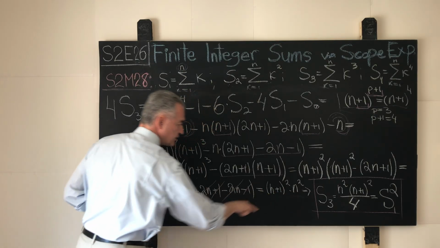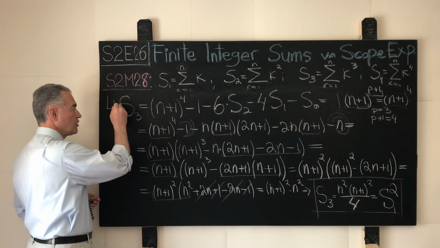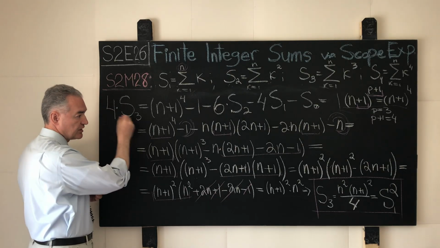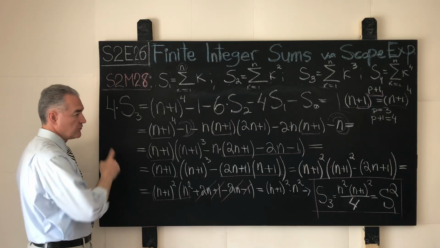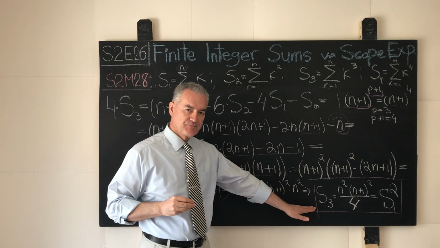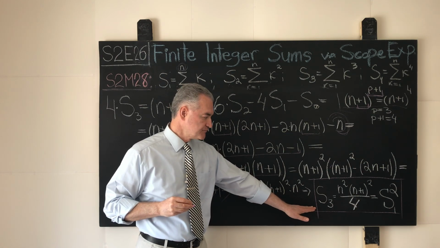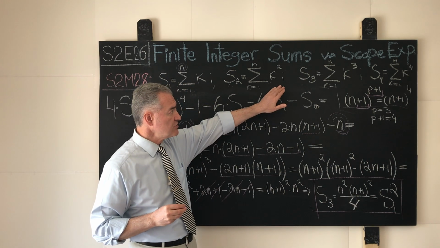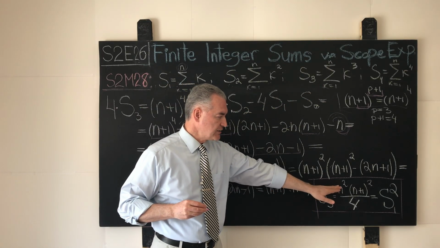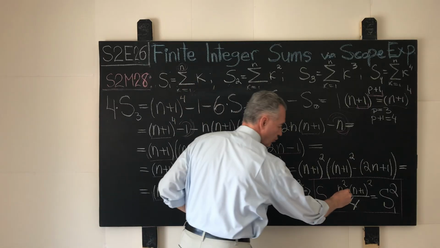But what is this? This is another name for 4 times the sum S3. Consequently, if we divide both sides of this equality by 4, we obtain an alternative expression for our finite sum of powers of the integers, each of which is raised to the 3rd power, shown over here: n squared times n plus 1 squared over 4.